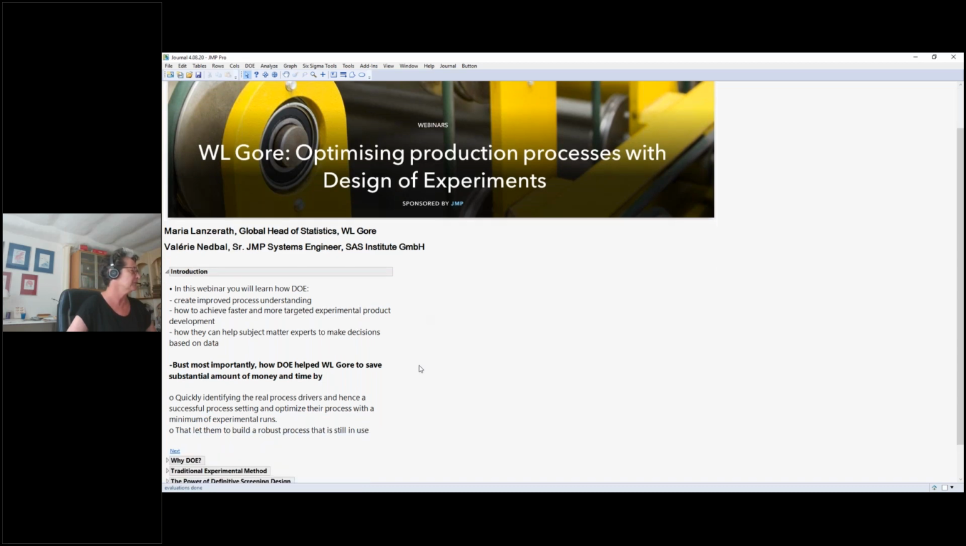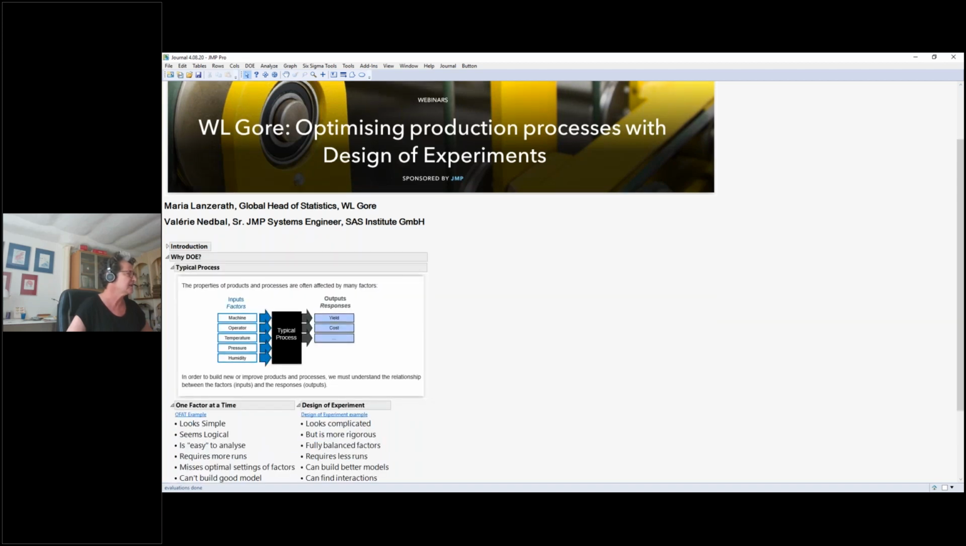But I think what is really nice, and most importantly, is how DOE helped WL Gore to save a substantial amount of money and time by quickly identifying the real process drivers, and hence a successful process setting, and optimize their process with a minimum of experimental runs that led them to build a robust process that is still in use. But first of all, let's spend some time explaining what DOE is all about and why it is important.